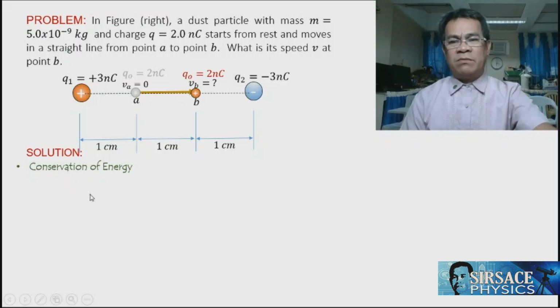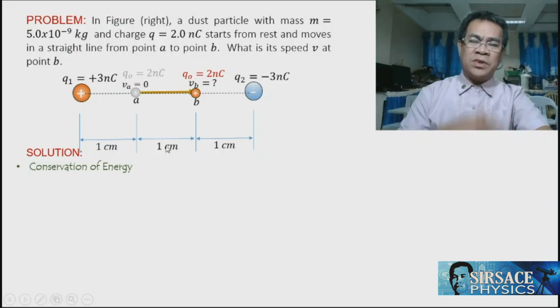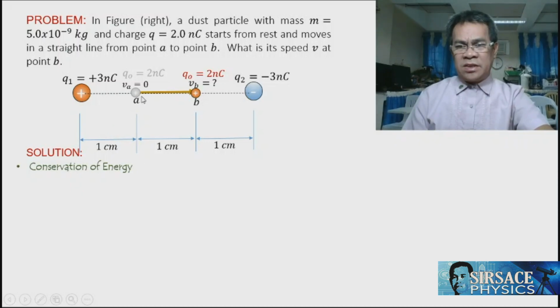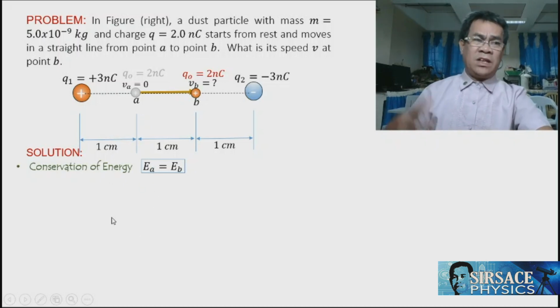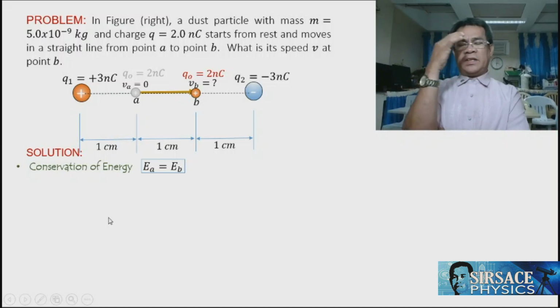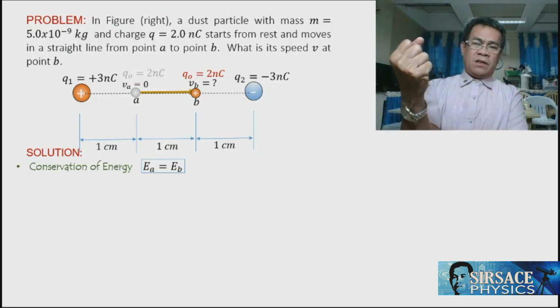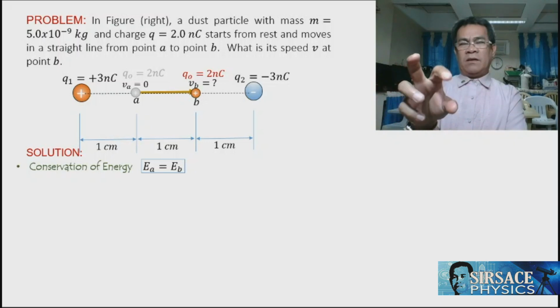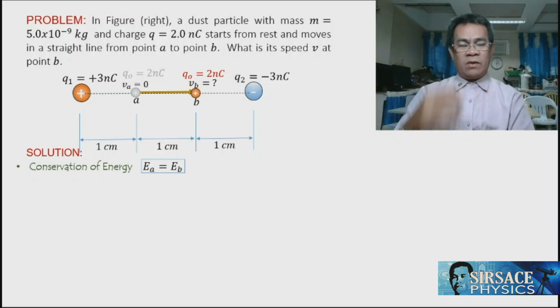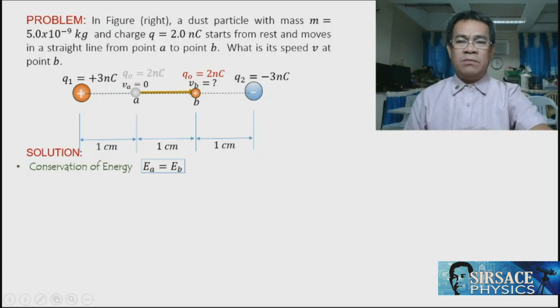If we apply the conservation of energy, energy must be conserved, which means that the total energy at point A must be the same as the total energy at point B. So, conservation of energy: energy at A must be equal to the total energy at B. But what is energy? When we say E in physics, it means the total energy. There is kinetic energy and there is potential energy. If we sum up the kinetic energy and potential energy, we call that the total energy. That is the meaning of E.